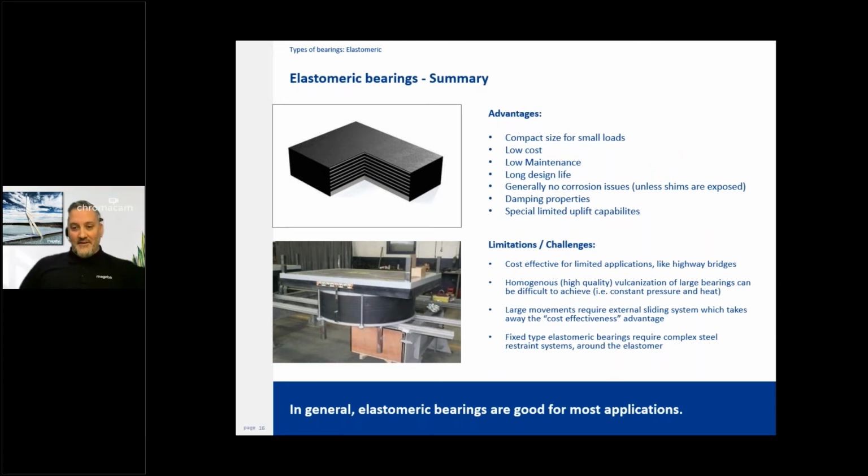In terms of their advantages and challenges, for small loads, these often have a very compact size and a low cost, typically speaking. Maintenance can be extremely low, especially when designed inside of their parameter umbrella. They can have extremely low maintenance, and a very, very long design life is common with elastomeric bearings. As you can imagine, the corrosion issues will typically be very low because all of the metal oxidizing elements are completely contained inside of some kind of elastomeric casing.